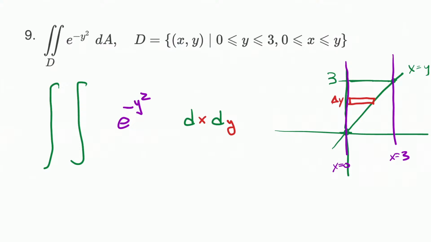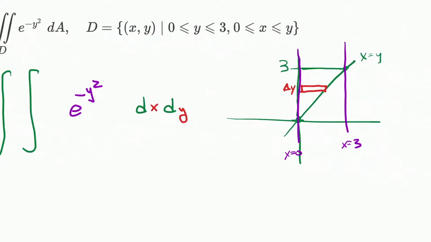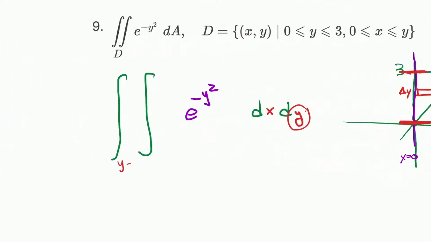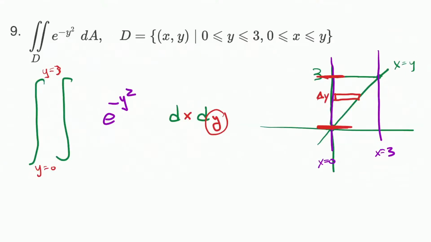Okay, so my new limits, the outer limits, since this is a y. Where does y go? Y goes from 0 to 3. There are always going to be constants on the outside. Y equals 3. You'll never have variables on the outer integral. It will always be constants. So it's like, where do we start? Where do we end? What's the smallest and biggest?